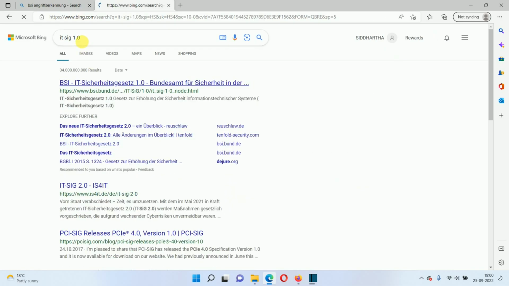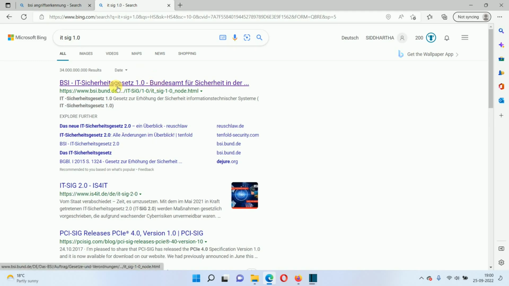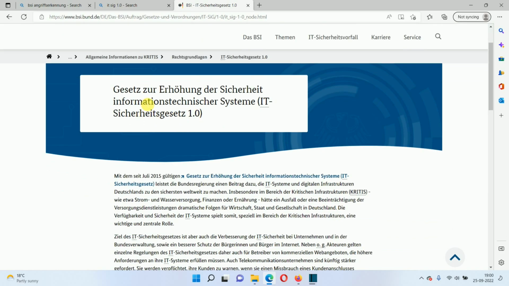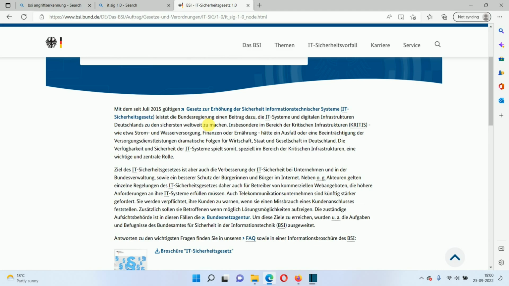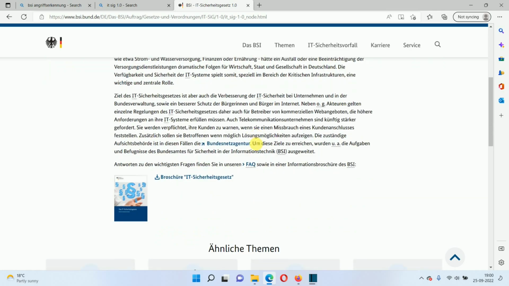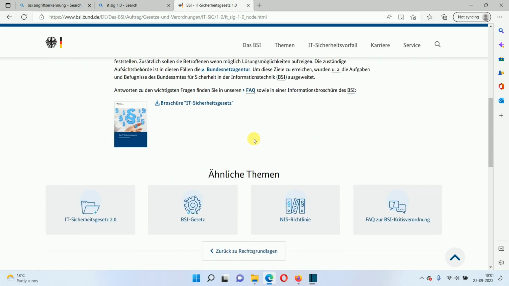If you simply Google ITSIG 1.0, on the site bsi.bund.de you will find ITSIG, Gesetz zur Erhöhung der Sicherheit informationstechnischer Systeme, IT-Sicherheitsgesetz 1.0. So this is the first version of ITSIG, which is the IT security rule, you can say, in transliterated English. From July 2015, it was put into effect, and that is an old story, about 7 years old.